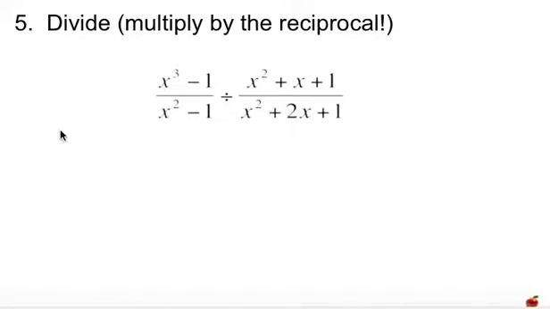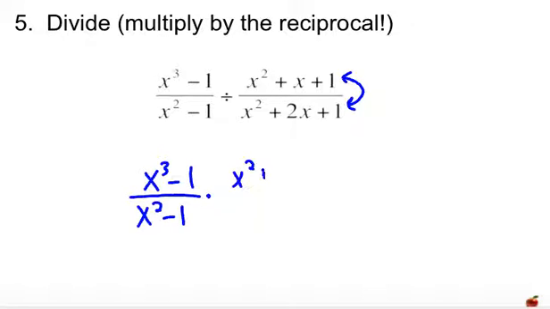Okay, we are next going to divide. Remember, when we divide just normal fractions, if you're doing 2/3 divided by 5/7, we don't divide fractions. What we do is we take the first fraction and we multiply by the reciprocal of the second. So we're going to do the same thing over here. The first fraction stays the way it is, and we're going to turn this into multiplication, and we're going to flip the second one over.